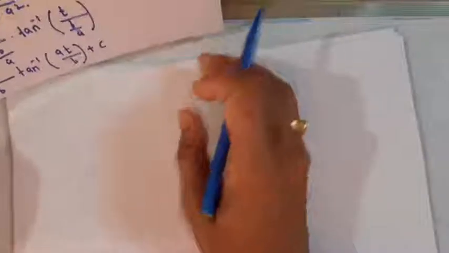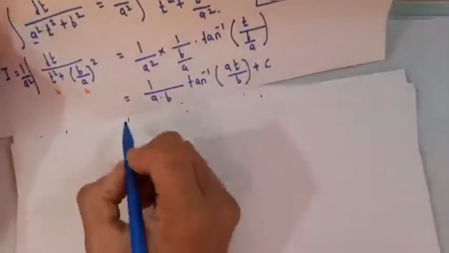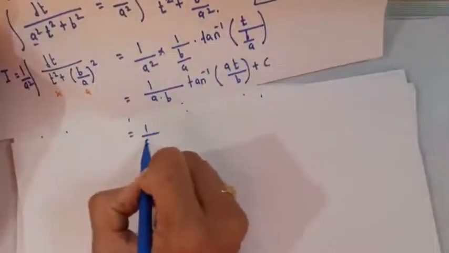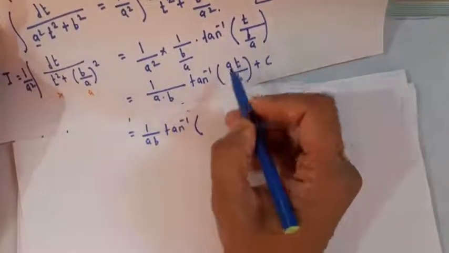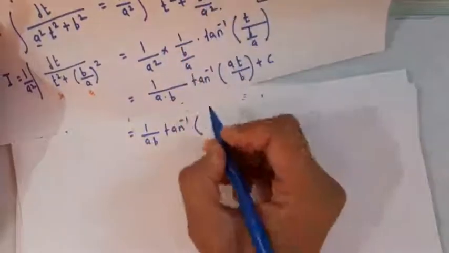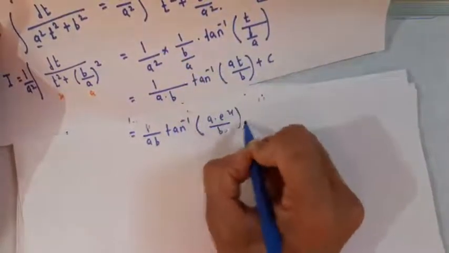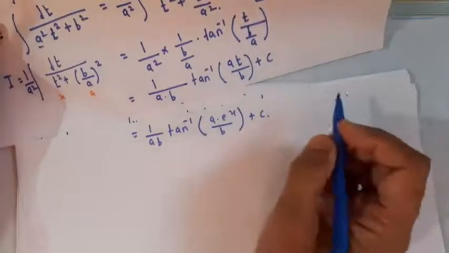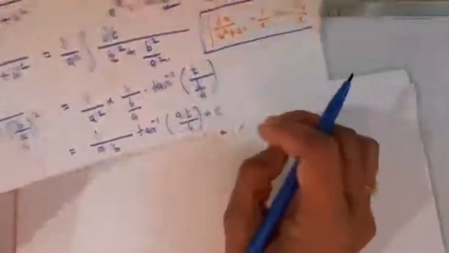After putting the value, we will get this equal to 1 upon ab tan inverse of the value of t, which is e raised to x, that is a e raised to x upon b, plus constant of integration c. In this way, we have to solve the problem. Okay students, now let us solve another example.